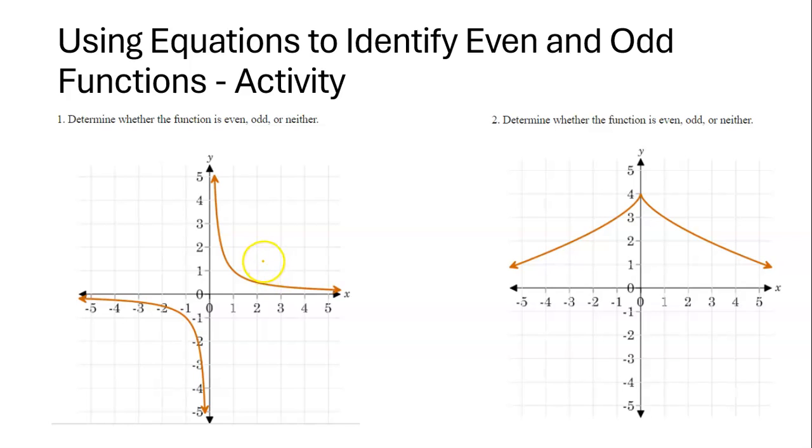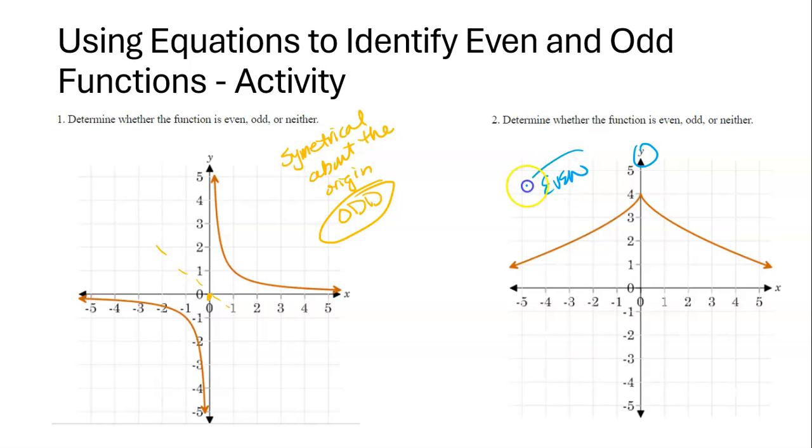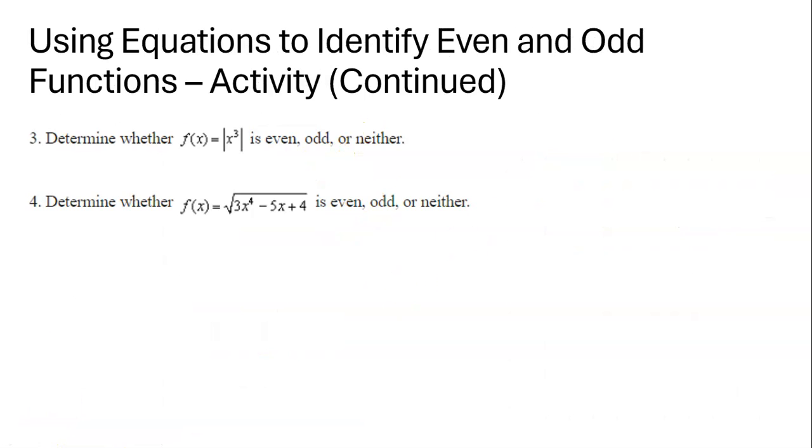Now we are looking at, oh, this is the activity. Okay, got it. So this is symmetrical about the origin. Like if I could cut this in half and flip it, it's beautiful. So that means that this is an odd function. This is symmetrical about the y. This mirrors both sides, so this is an even function. Okay, and then we'll do this one.